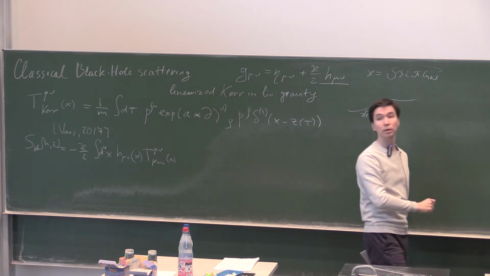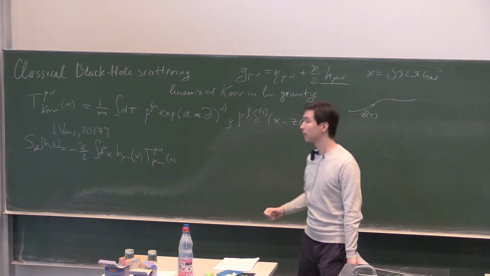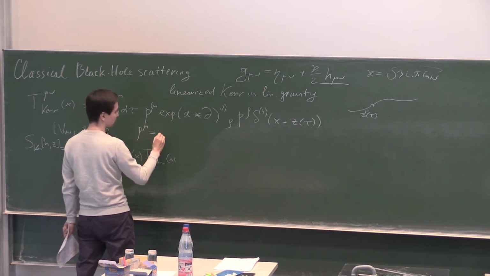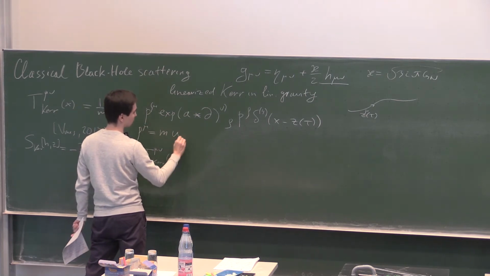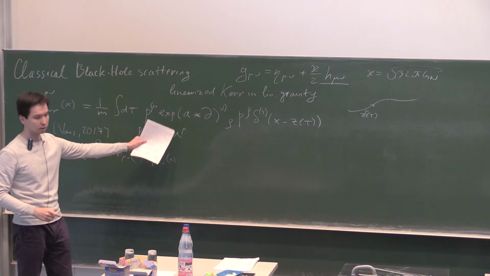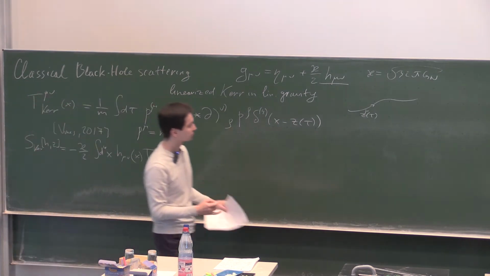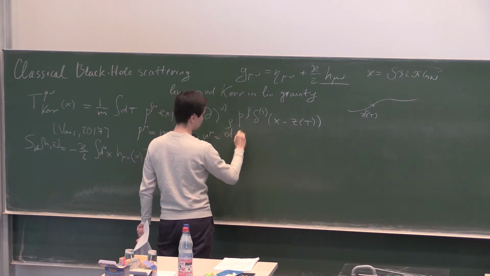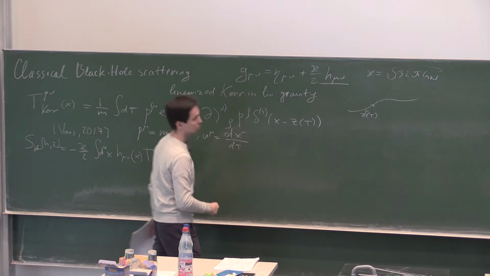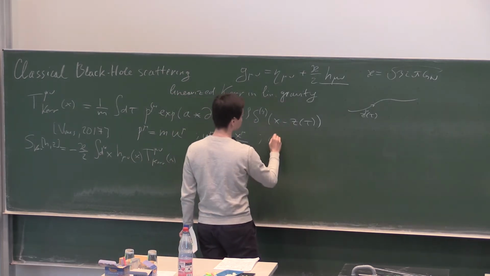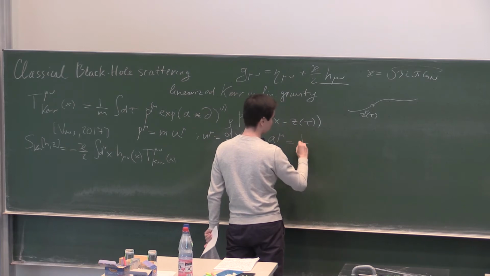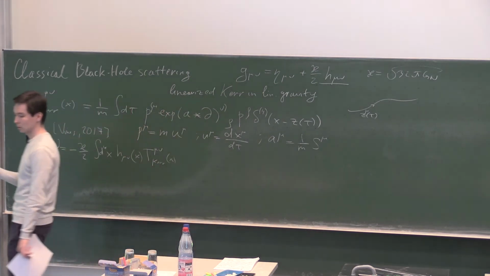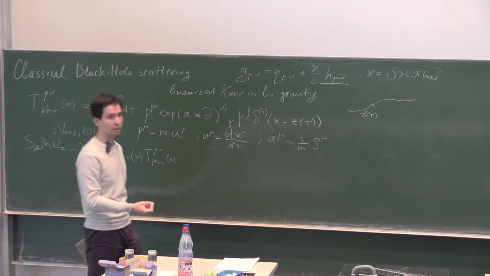Sorry? Can you explain the letters? Oh, yeah, sorry. So these are momenta, of course. A classical momentum is just mass times the unit velocity vector, where the unit velocity vector is this, with tau as proper time. And a mu is the spin of the black hole, rescaled by its mass.